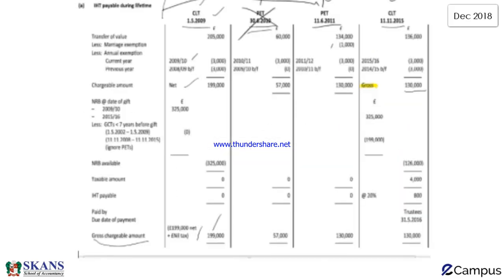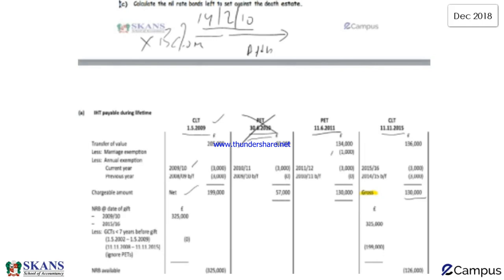Now, as we can see from this CLT, if we want to know what are the transfers which are made within 7 years, in fact, all of them. But candidates, you have to find chargeable transfers. The CLT is called a chargeable transfer, so this would be counted. This PET is now called exempt because the donor lives for 7 years after making this PET. So this one would not be counted toward the nil rate band.